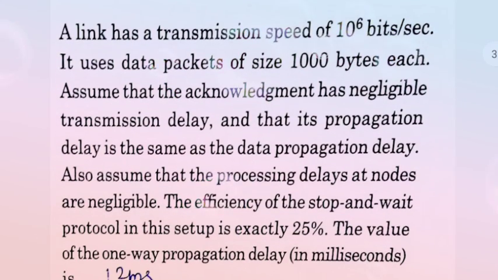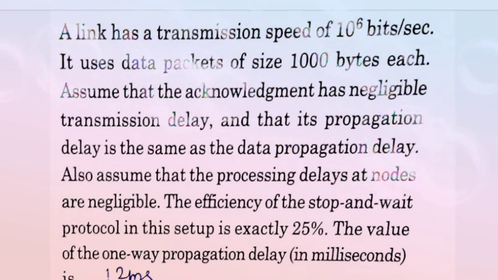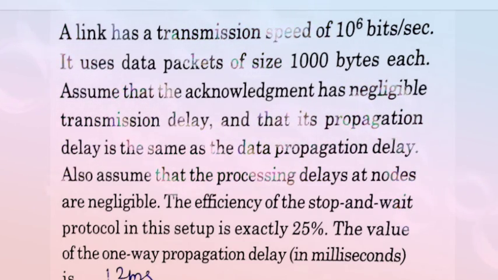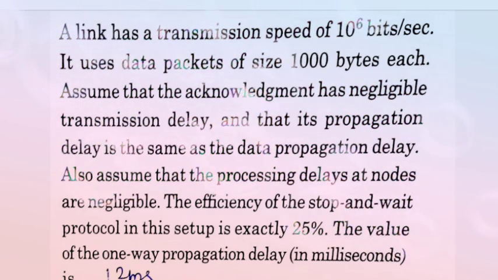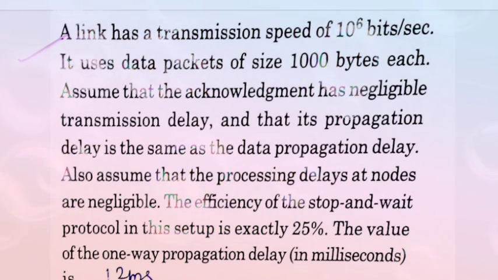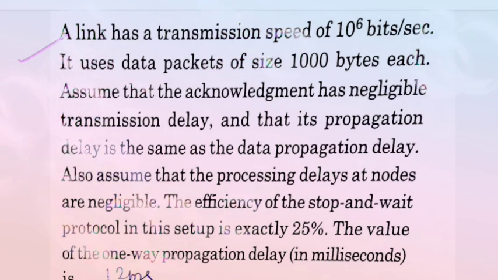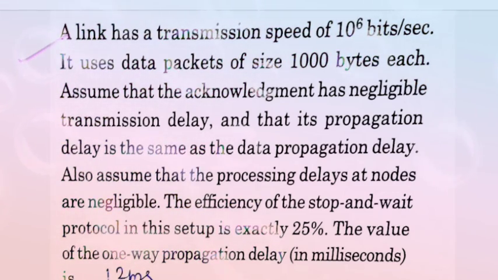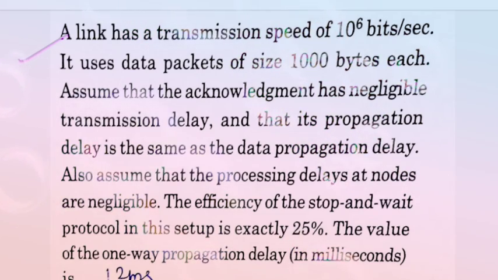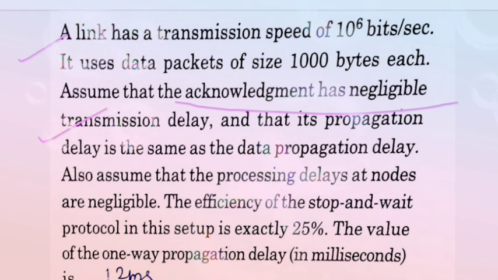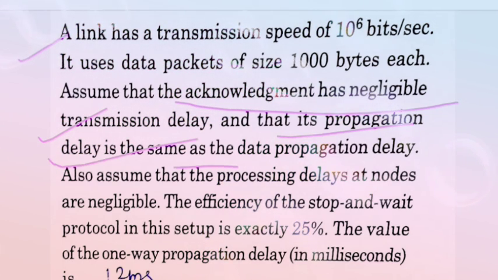Here the question is given like, and this question is not MCQ type but it may be MCQ type. So this is an expected question which is asked in the NIELIT examination. The question is asked like, a link has a transmission speed of 10 to power of 6 bits per second. It uses data packets of size 1000 byte each. Assume that the acknowledgement has negligible transmission delay and that the propagation delay is the same as the data propagation delay.